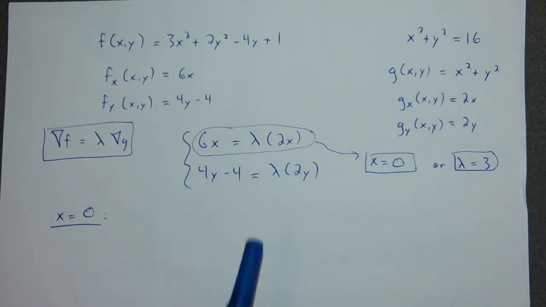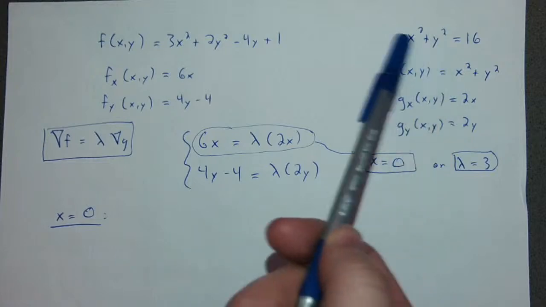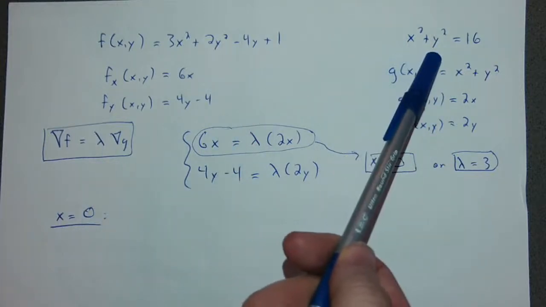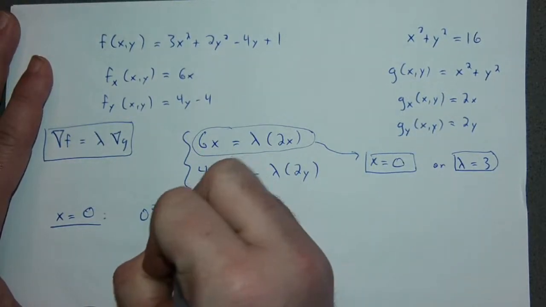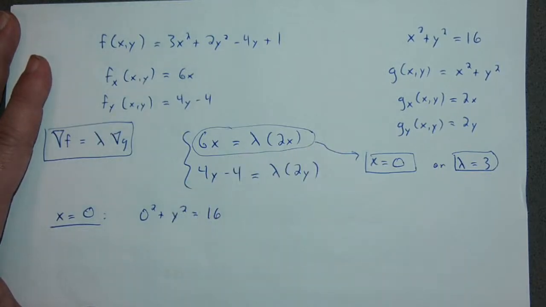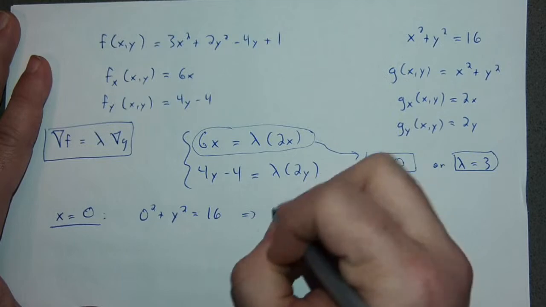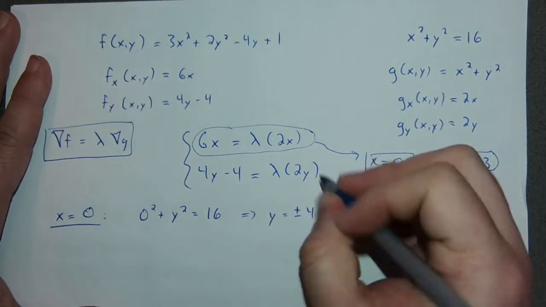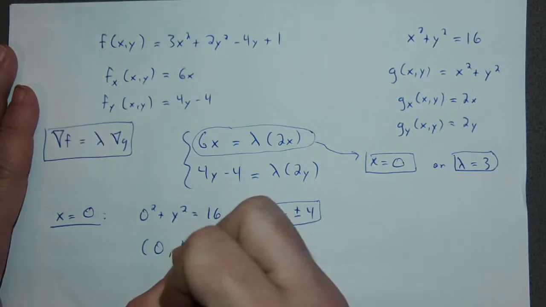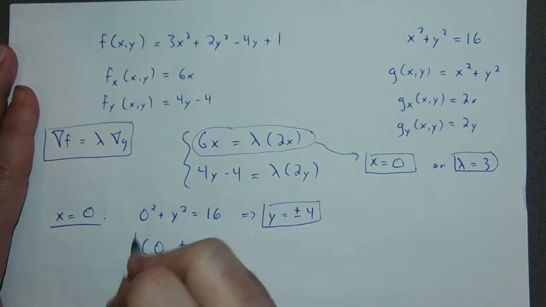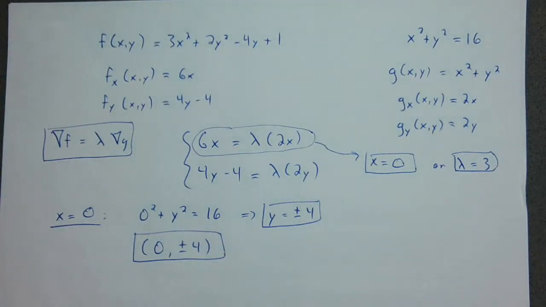I'm not going to get any info out of that because there's no x to plug this value into. So when you have nothing else to do, consider the constraint equation. We know that x squared plus y squared is equal to 16 on the boundary. So if x is equal to 0, this means that 0 squared plus y squared is equal to 16, which means that y squared is equal to 16, which means that y is equal to plus or minus 4. So this yields 2 points, 0, plus or minus 4. There's the 2 points we get from that case.